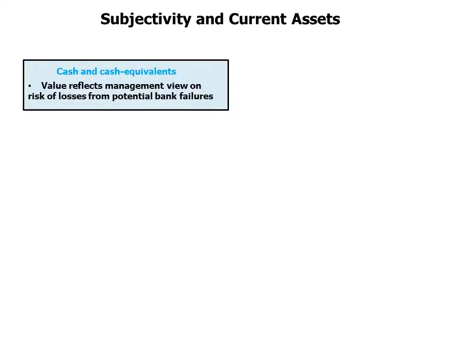Let's start off by looking at subjectivity, and we'll look at subjectivity as it relates to asset valuations. I'll start with current assets. So if we look at cash and cash equivalents, the values reflect management's view on the risk of losses from potential bank failures. Normally, you would expect deposits with banks to be almost as good as cash, but we've seen in the case of companies holding deposits with Icelandic banks that that's not always the case.